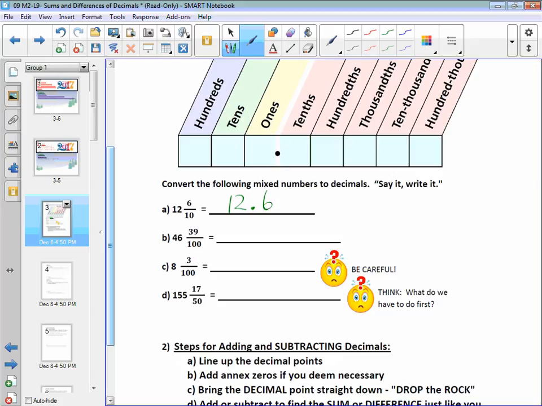that's my tenth spot. So there's a little place value chart up here to help you to remember what your place value is. So since this is 6/10, I look at my tenths and I know that I need to put a 6 in that spot after the decimal. Yes. All right, let's do it.